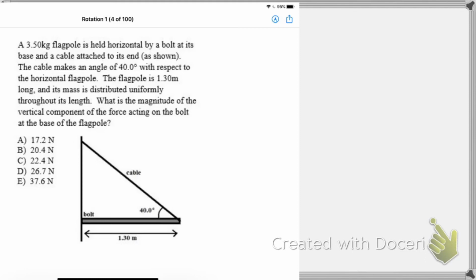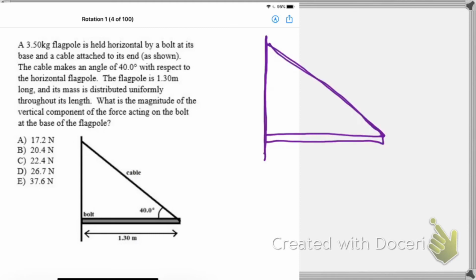In this example, I have a flagpole. It's attached to a building by a bolt. There's a cable helping to hold it up. You really need a free body diagram, though, to work these problems. So that's what I'm going to start drawing. Take the picture, draw it. Now let's draw some forces on it.